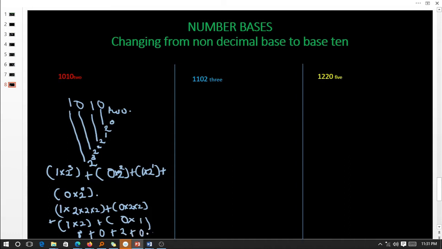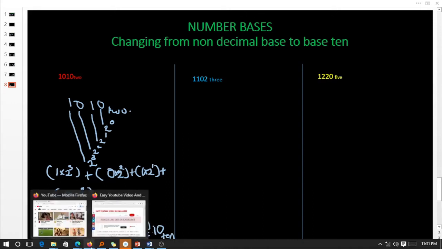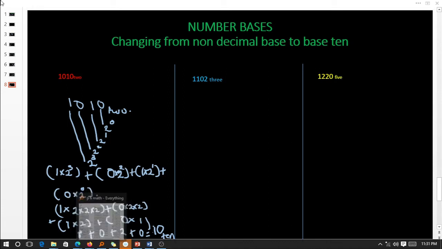Therefore, what are we going to do? We are going to add. So 8 plus 0, it is 8. That 8 plus 2, it is 8, 9, 10. We get 10. So 10 plus 0, we get 10. So finally, our answer is 10 base 10, because we are told to convert this number from this to base 10. Now we are going to look at another example.